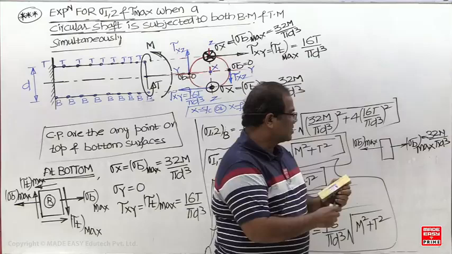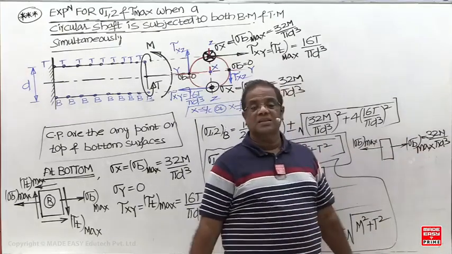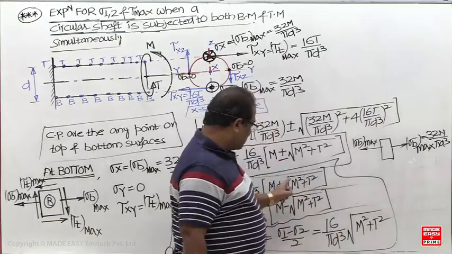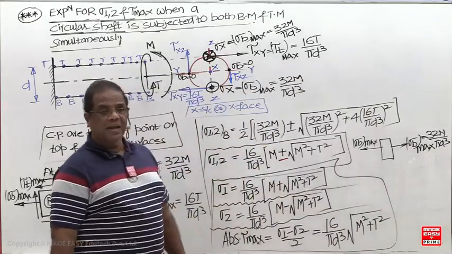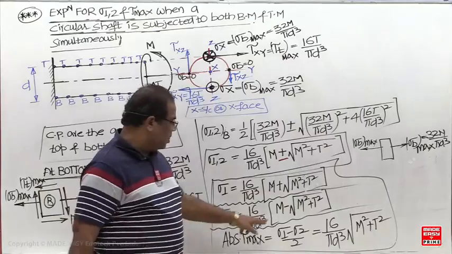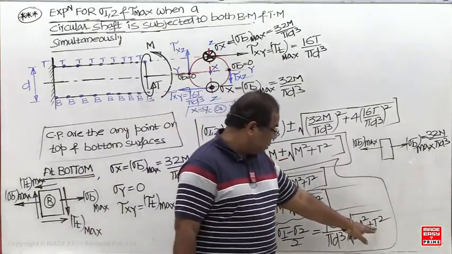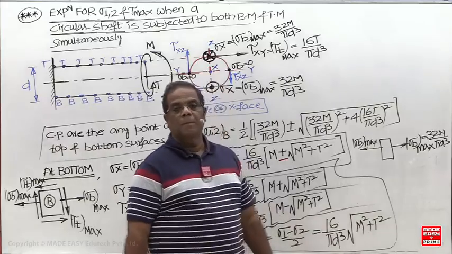So for this case, sigma 1 is 32 M by pi d cube, sigma 2 is 0, and the maximum shear stress is 16 M by pi d cube. Now you can check it. Is it valid for pure bending or not? If I make T 0, this is 32 M by pi d cube. If I make T 0, this will become 0. And if I make T 0, this is 16 M by pi d cube.